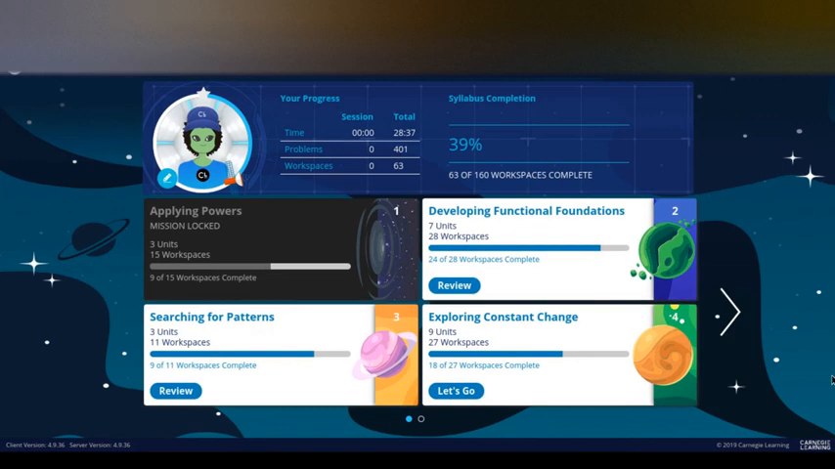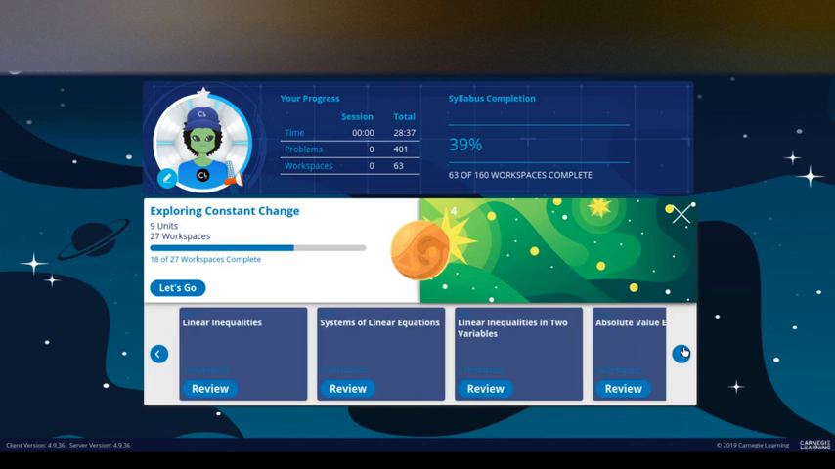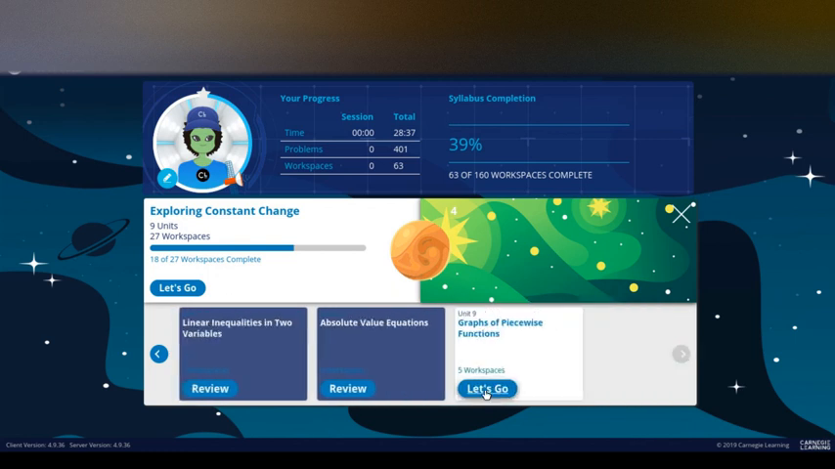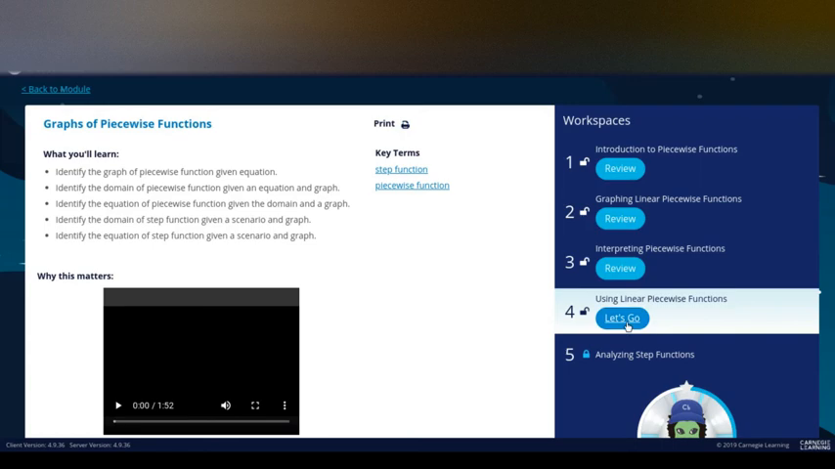All right, let's get rid of this. So we're going to go on to exploring constant change again. This is the piecewise functions workspaces using linear piecewise functions.